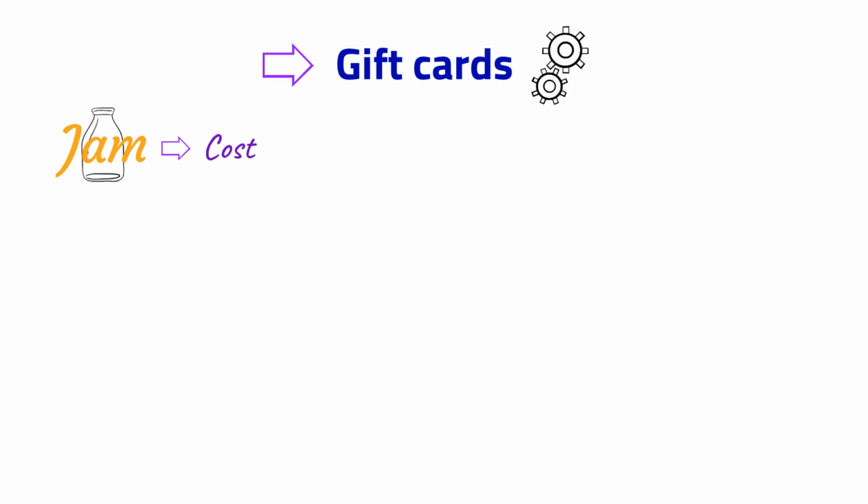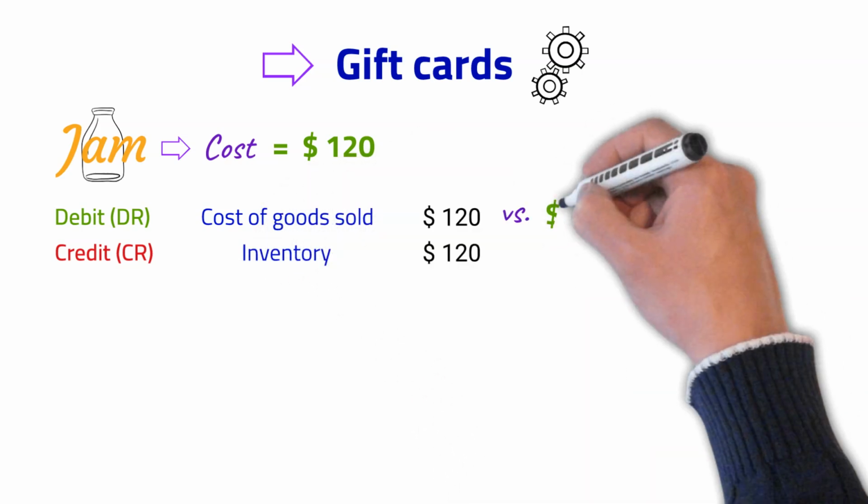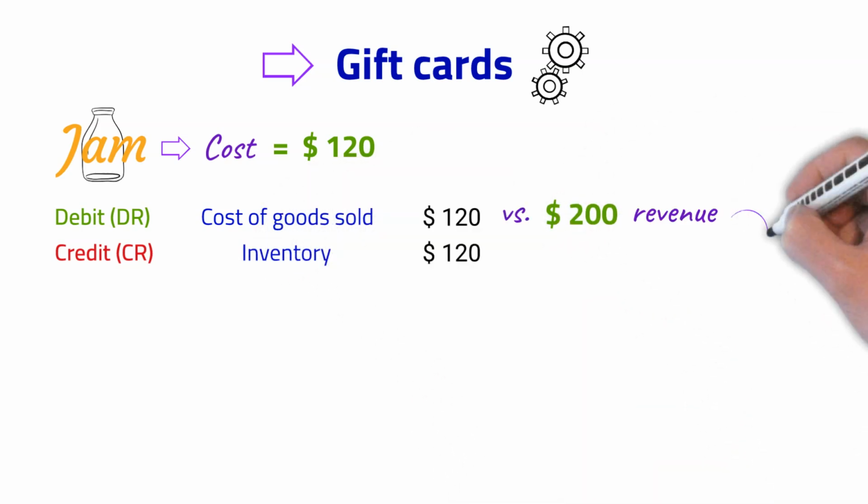Let's imagine the cost of the jam is $120. Then, together with revenue, we will record the following: debit cost of goods sold 120, credit inventory 120. And with that, we will get a profit of $80, which will end up in our equity.